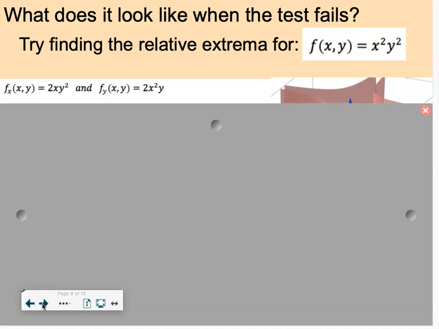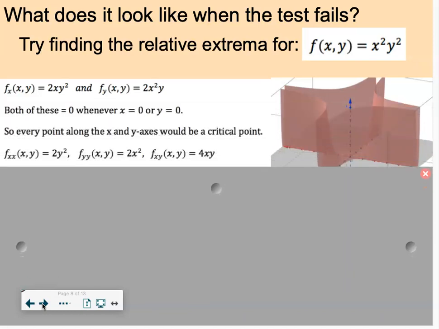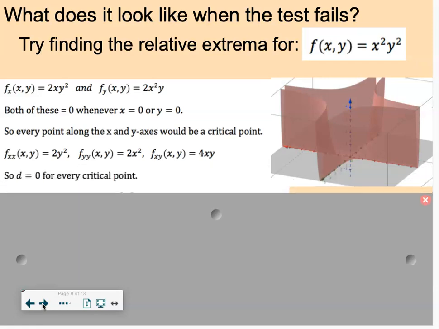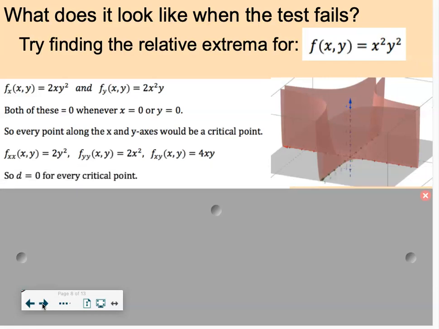All right, so the thing is, if we go ahead and find our second partials, you get 2y squared, 2x squared, and 4xy. When you square them, multiply out and subtract, you end up with a D value of 0 for every single critical point, no matter what. So the test is actually inconclusive.